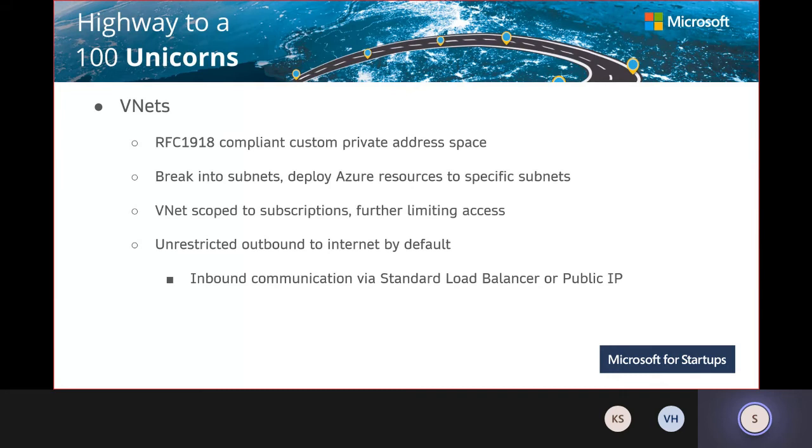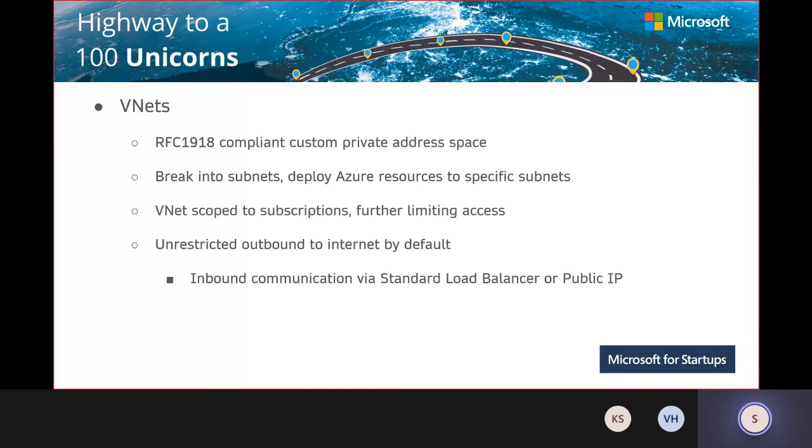You can consider this as an equivalent of what you have in AWS. Its equivalent is a VPC. Even in your own home networks, right? When you set up your Wi-Fi and whatnot, you get 192.168 and so on. These are all custom private address spaces.